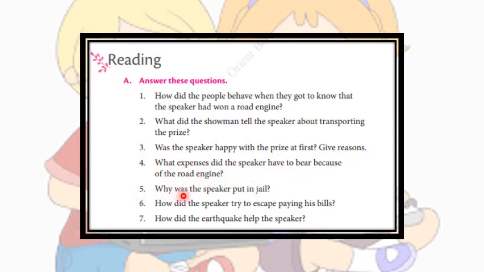Fifth one, why was the speaker put in jail? Sixth one, how did the speaker try to escape paying his bills? And seventh one, how did the earthquake help the speaker?